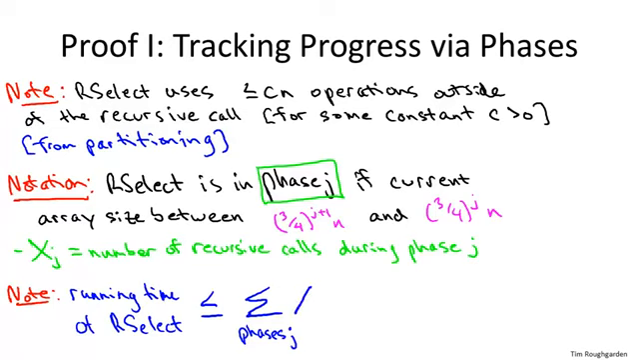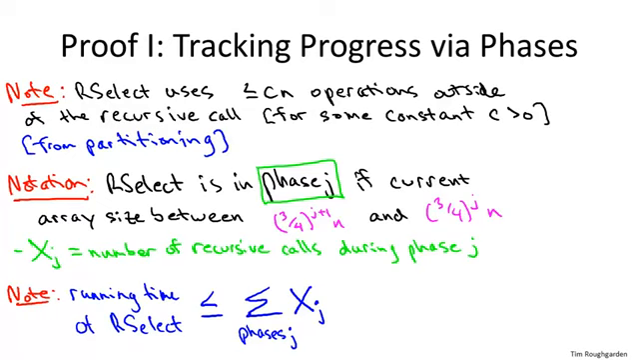Now, in a given recursive call, outside of its recursive call, we do c times m operations, where m is the length of the input array. And during phase j, we have an upper bound on the length of the input array. By definition, it's at most (3/4)^j times n.